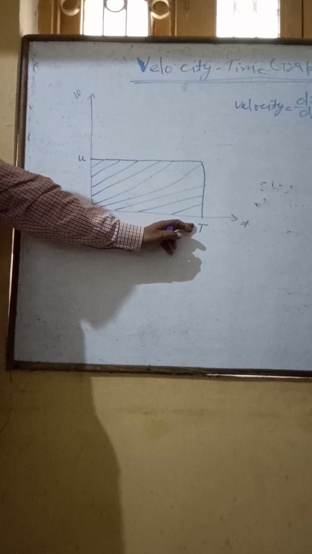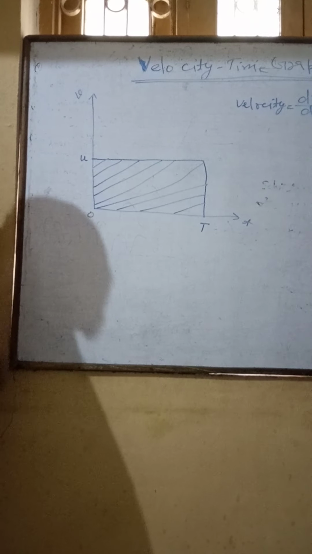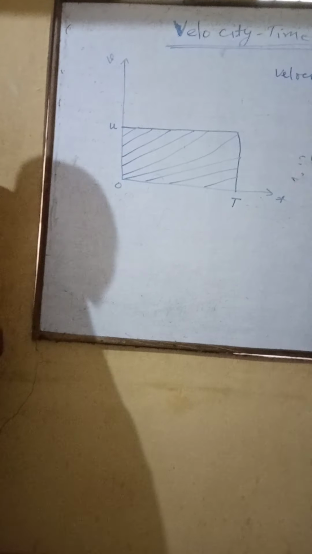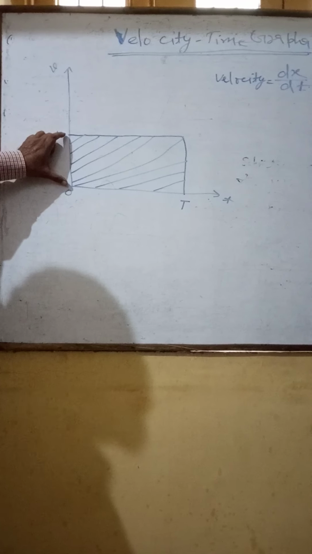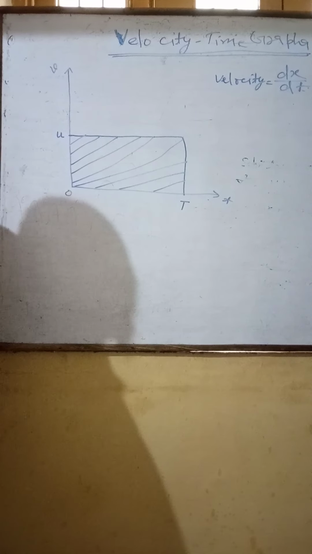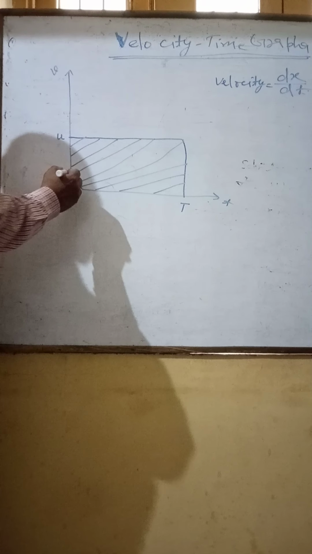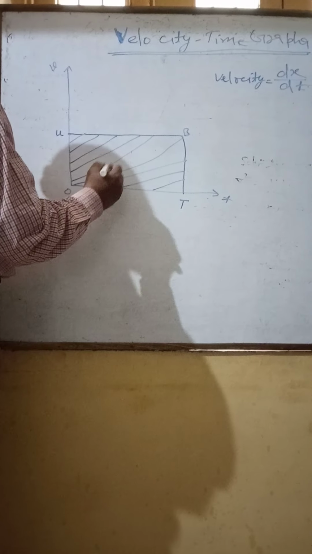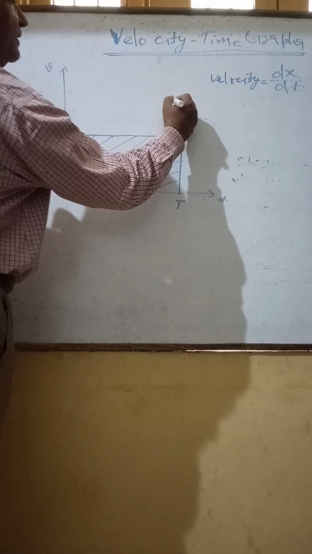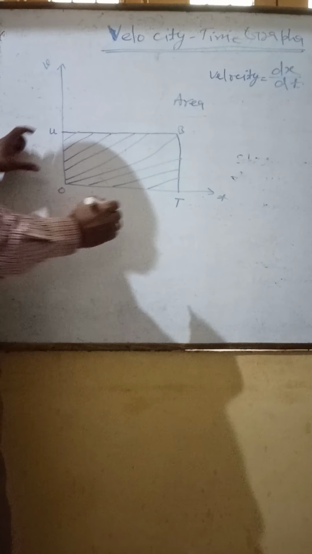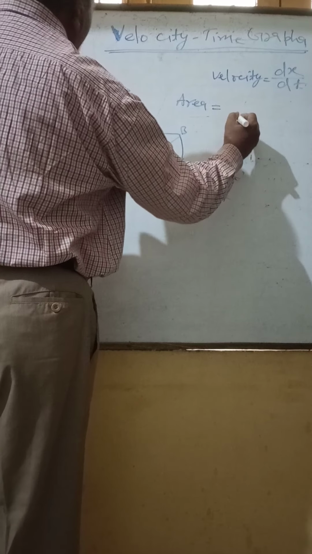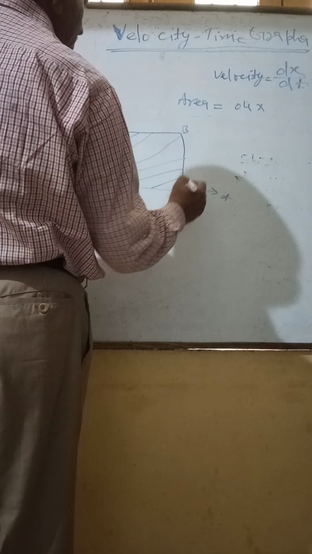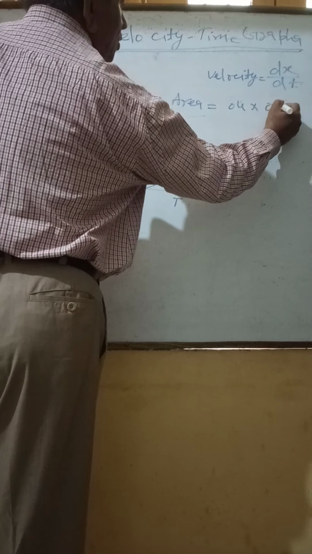In this case, at time 0, the velocity is u, and at time capital T, the velocity is still u. So the area of the rectangle, let us name it OUBT, is given by OU into OT.